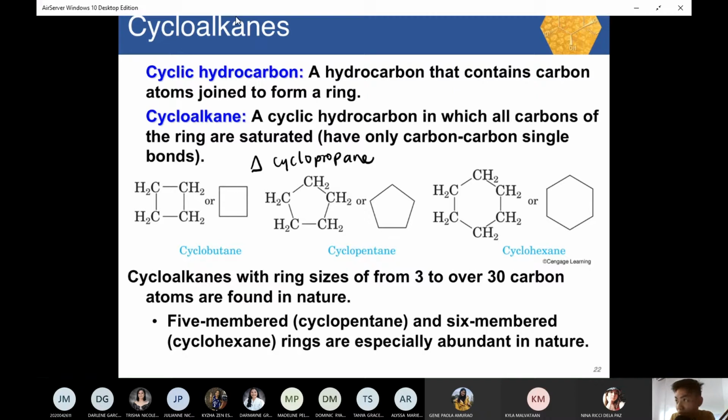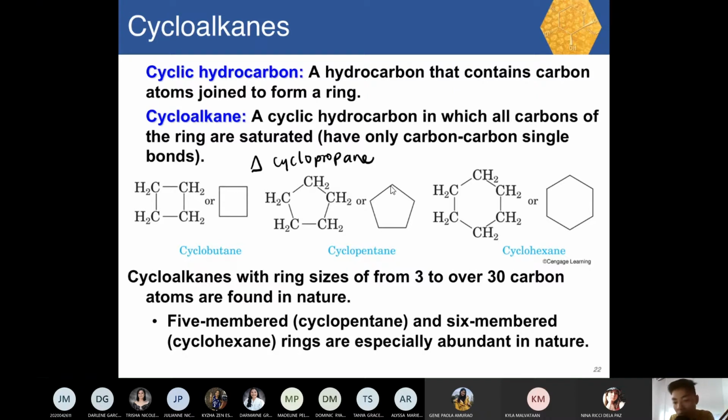Then, going beyond na, no? Cyclobutane, cyclopentane, cyclohexane, cycloheptane, etc. Okay? So our cycloalkanes can have ring sizes from 3 to over 30 carbon atoms, no? Okay? And usually, what we see in nature ay yung 5-membered ring and 6-membered rings, the cyclopentane and cyclohexane. No? So these are the two common cyclic alkanes or cycloalkanes in nature. So most of the time, we will observe cyclopentane or cyclohexane, no, in our activities.